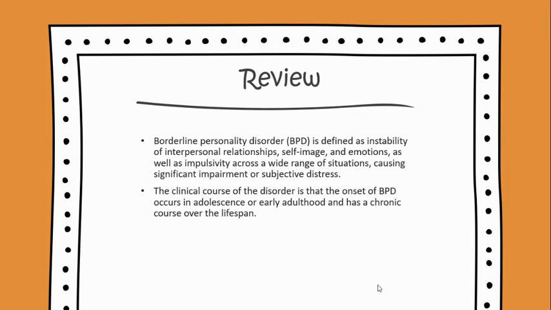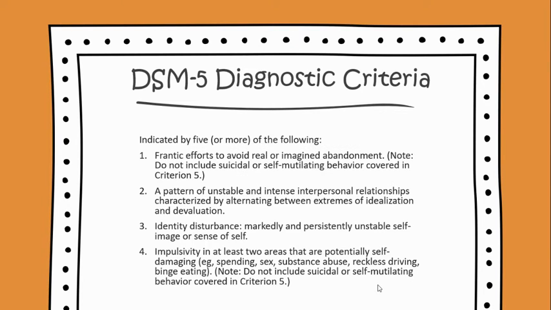The clinical course of the disorder is that the onset of BPD occurs in adolescence or early adulthood and has a chronic course over the lifespan.